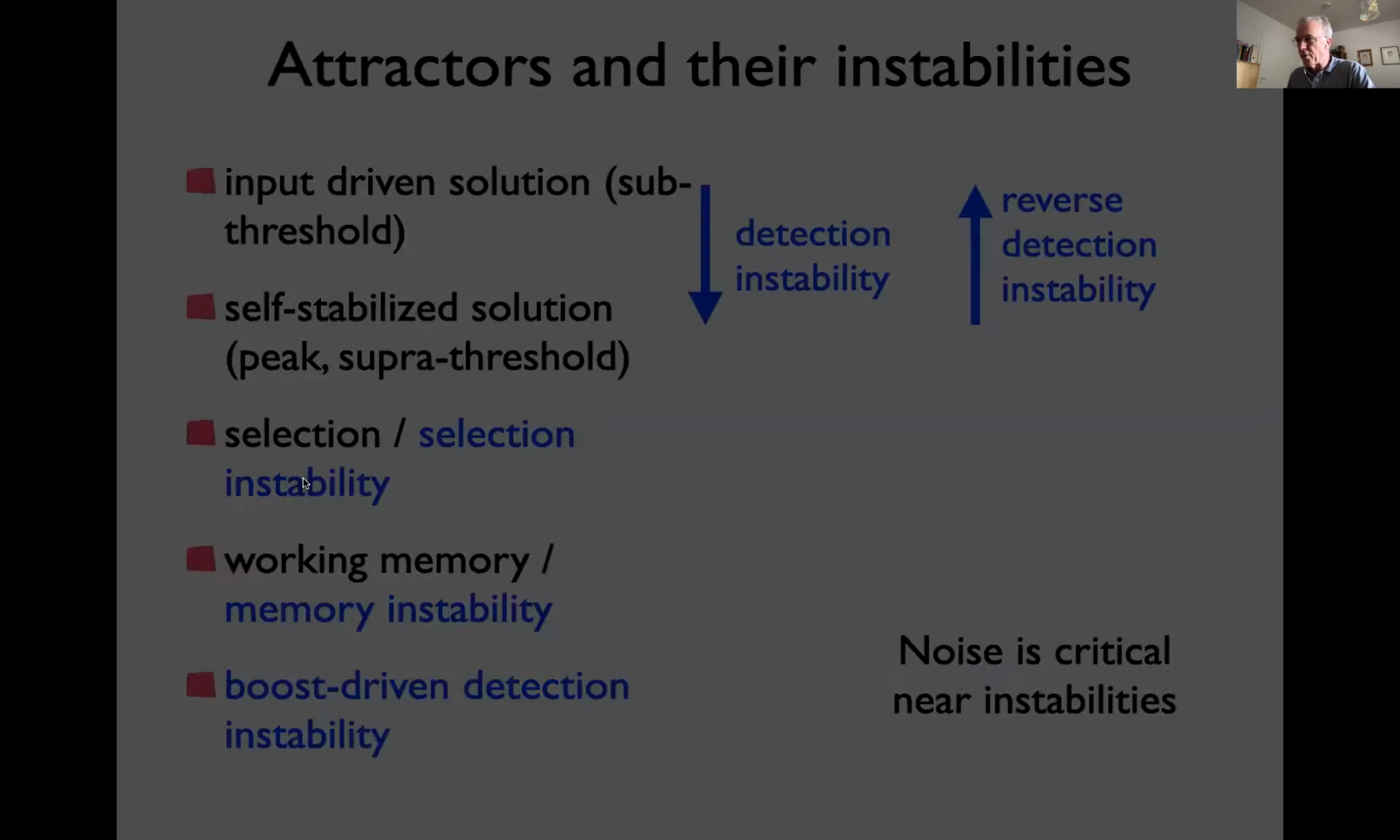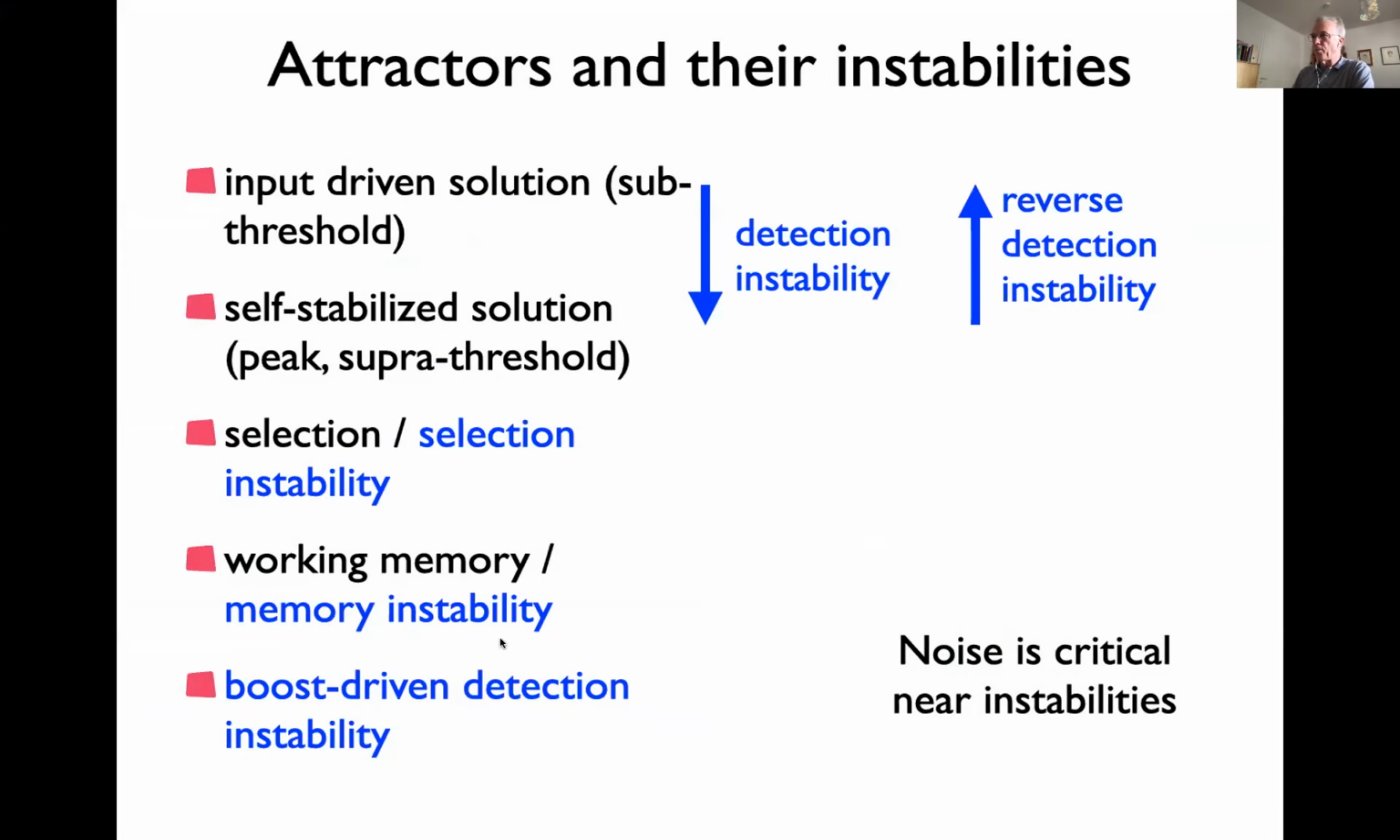Okay, those are the solutions I wanted to show. So I showed you the input-driven or subthreshold solutions, the self-stabilized or peak or suprathreshold solution. And I showed how the detection instability takes you from input-driven to self-stabilized by making the input-driven solution unstable, and the reverse detection instability takes you from the self-stabilized solution to the input-driven solution by making the self-stabilized one unstable.